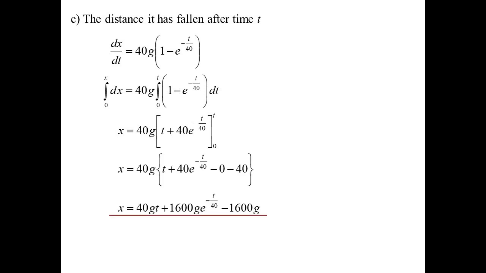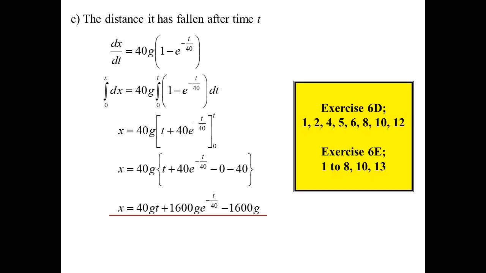But that integral is not too bad. Integrate 1, you get t. Integrate e to the minus t on 40, we'll get minus 40 e to the minus t on 40, but minus minus becomes a plus. Sub in t, sub in 0, and yeah, I didn't bother factorising on that one. I suppose I could have pulled 40g out, couldn't I? But anyway. So 6d and 6e we'll use tomorrow as well.